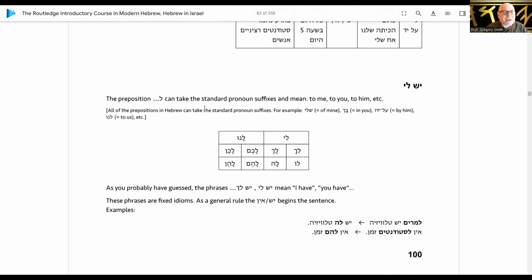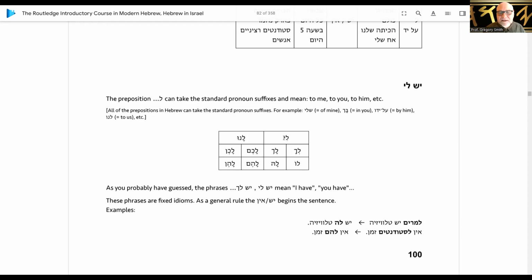The preposition lamed can take the standard pronoun suffixes and mean to me, to you, to him, okay, etc. All of the prepositions in Hebrew can take the standard pronoun suffixes. For example, shali, of mine, bach, in you, alav, on him, or alyado, by him. Notice this al yad, on hand. It's literally saying on his hand, but it means by him. Or lanu, which would be to us.